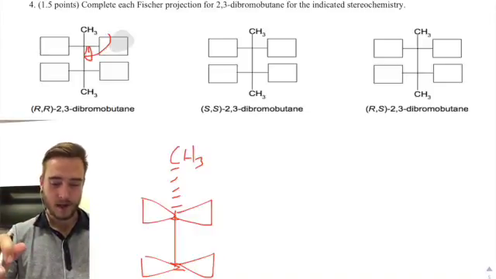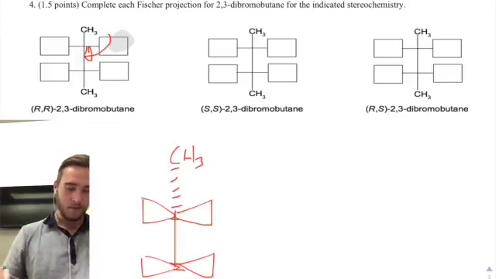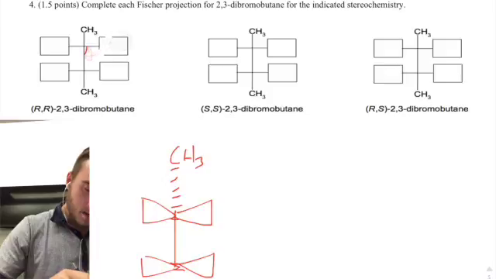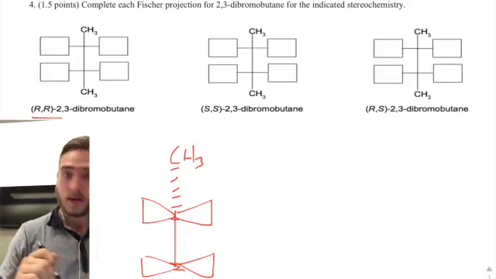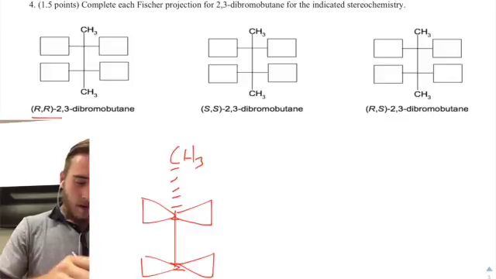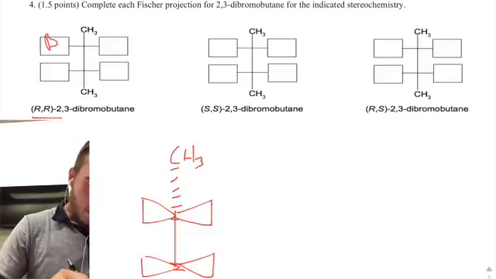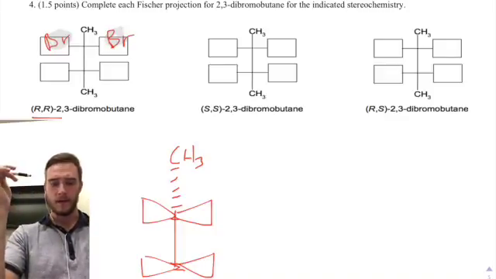Complete each Fisher projection for 2,3-dibromobutane for the indicated stereochemistry. So we're given this butane molecule right here, and it's asking for (R,R)-2,3-dibromobutane. We have to figure out whether the bromine goes here or here, right? Does it go to the left if it's R, or to the right if it's R? And these can be very difficult to visualize.